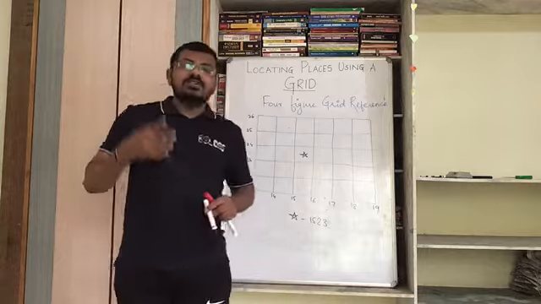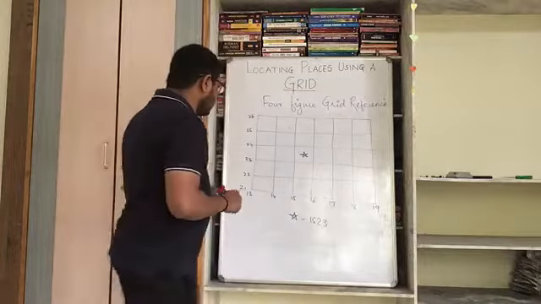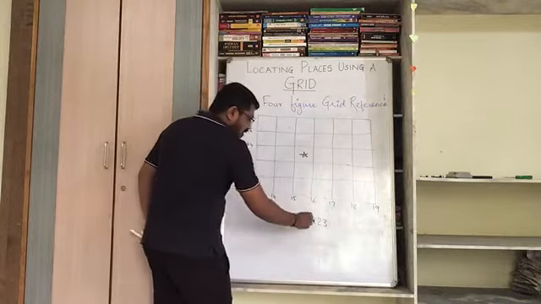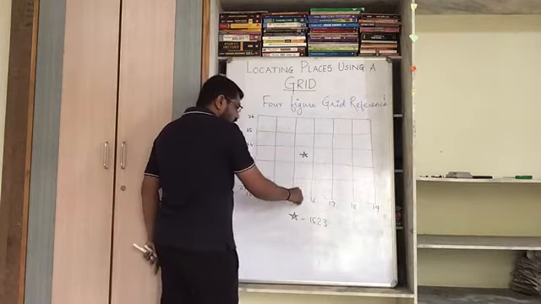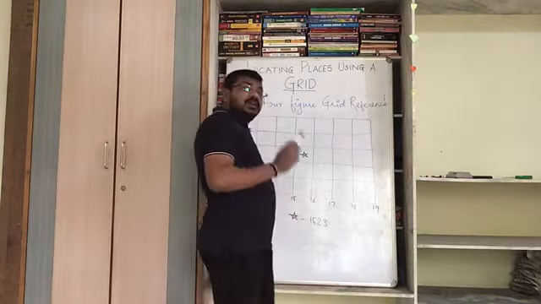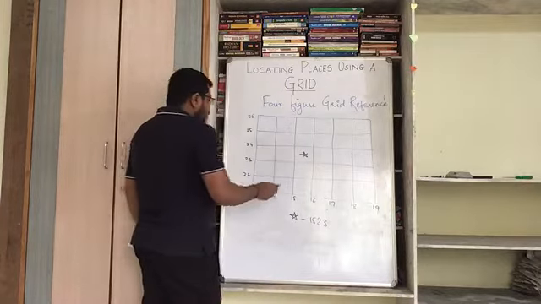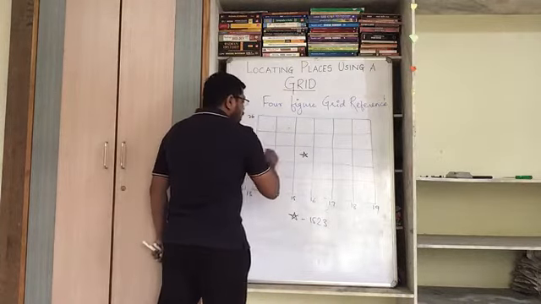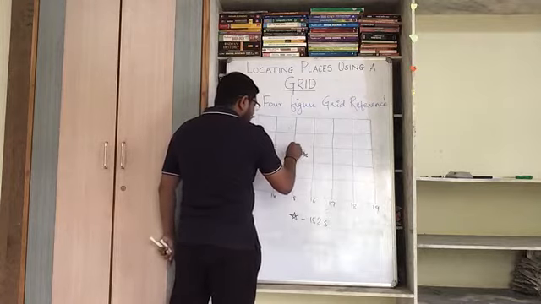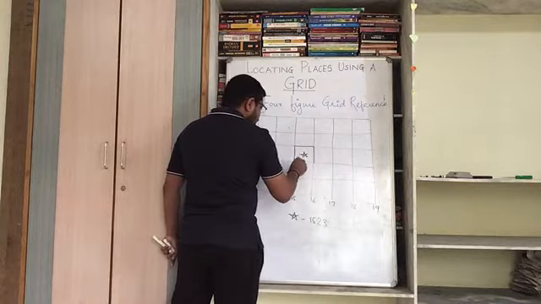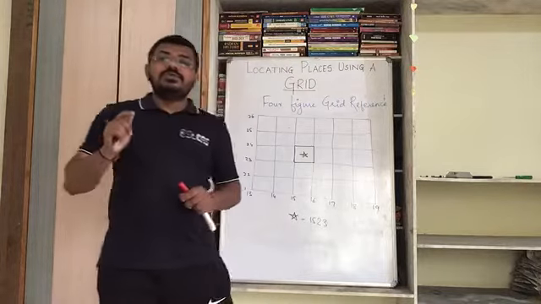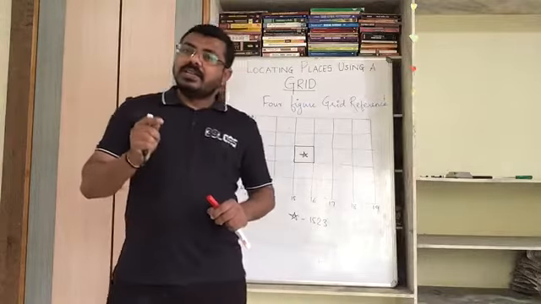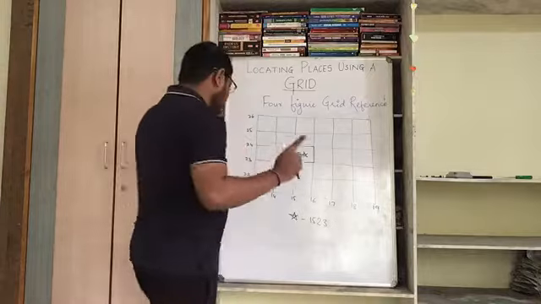This becomes 4 figures. So this is called a 4-figure grid reference. 1, 5. Why 1, 5? Because it is located in the 13, 14 and 15th column. And why 2, 3? Because it is located in 21, 22, 23. So this is a 4-figure grid reference. This star is located in the 1, 5, 2, 3 grid, which includes easting and northing both.